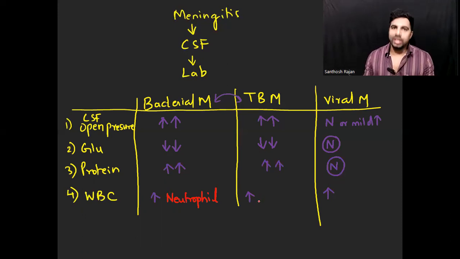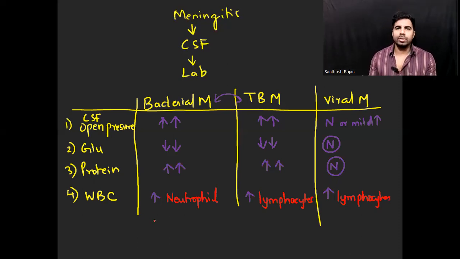When you talk about TB, it's not neutrophil. It will be your lymphocytes. Okay, please remember, TB also lymphocytes. And in viral, what happens usually? It is again lymphocytes. In viral also lymphocytes. One exception here: WBC neutrophil.